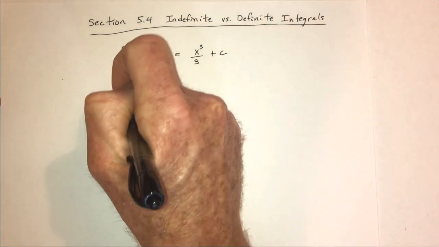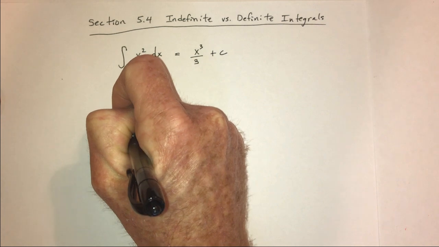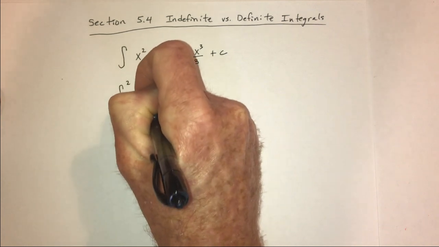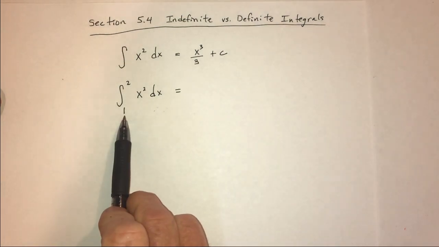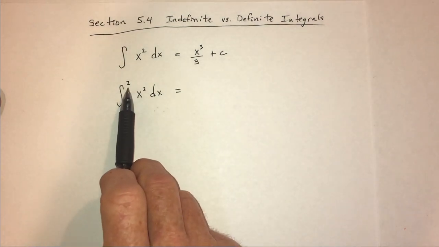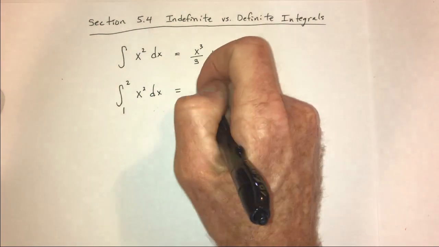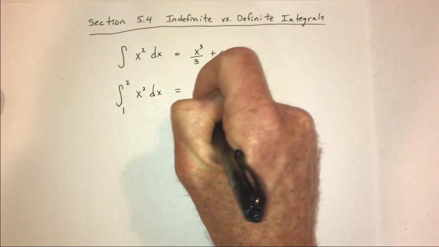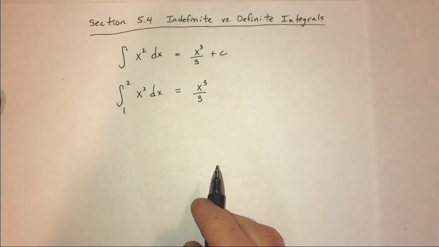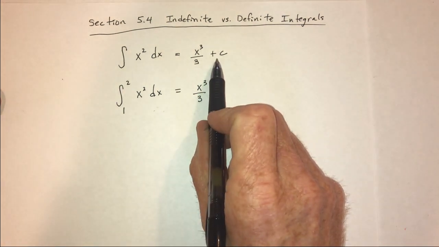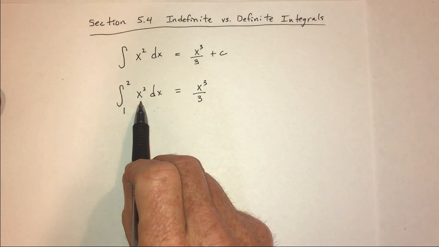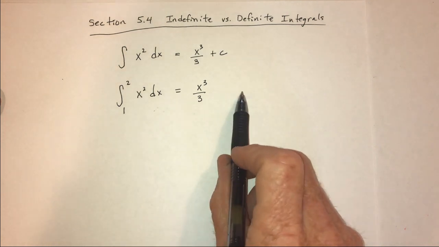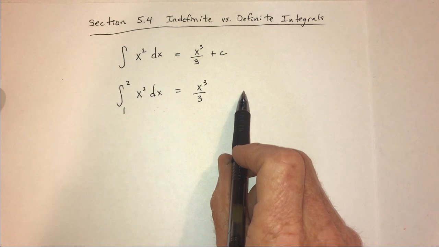A definite integral would mean integrate from 1 to 2 the function x squared. So you have a definite starting point and a definite ending point. And so for this one, it would be x cubed over 3 is the antiderivative. But for this, we don't have a plus c, because this is saying find the area under the curve of x squared as you go from 1 to 2. So what we get out is area, or in other words, a definite answer.